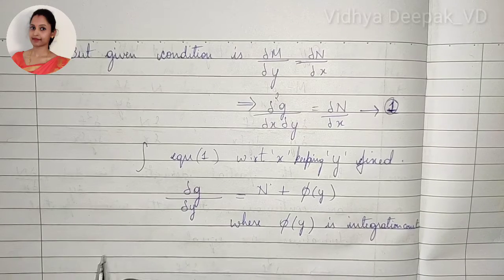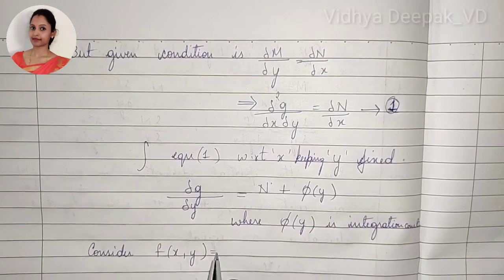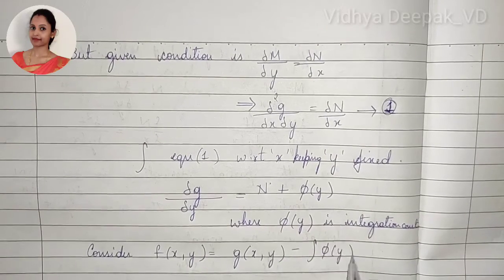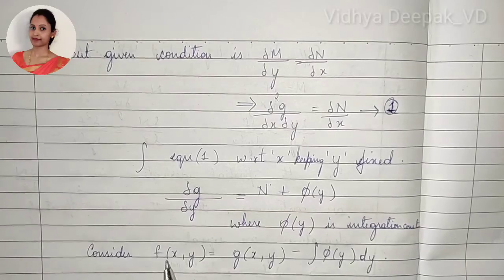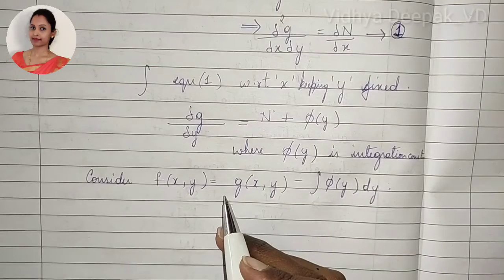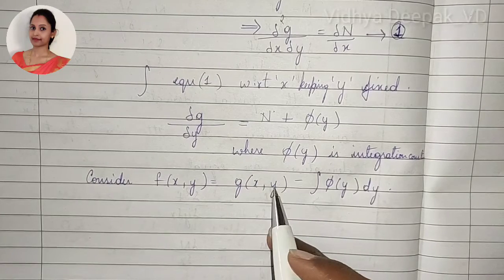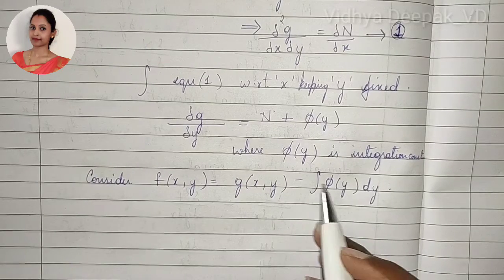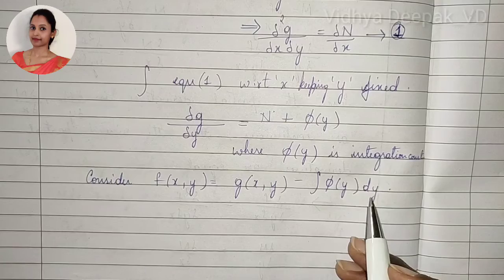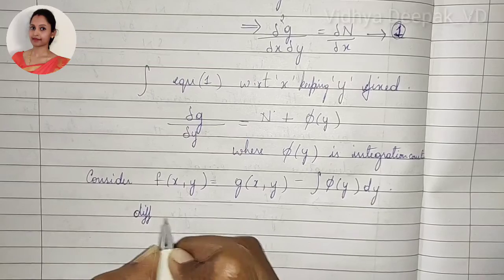Now I'll consider one more thing. Consider f of x comma y is equal to g of x comma y minus integral of phi of y dy. This is also a proved equation. So function f with respect to x and y is equal to function g with respect to x and y minus an integration of a function with respect to y dy. Considering this, I am differentiating this partially.